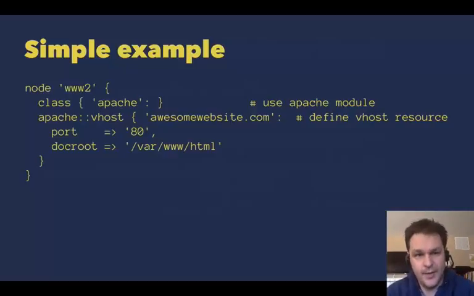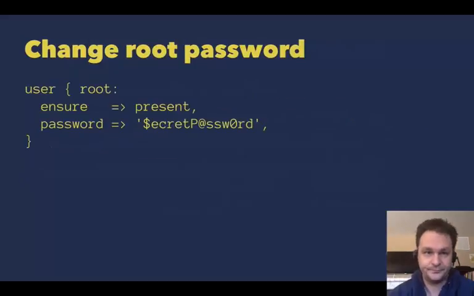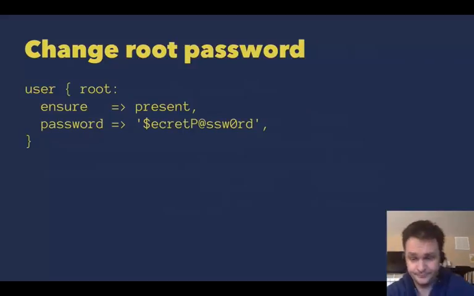We don't tell Puppet what files to write or where to insert this in the file. It just needs to make sure that this is what it looks like. And this is really nice because if we ever break it or make a change or somebody does something they're not supposed to, we can go back and fix it trivially. Another example would be to change the root password: ensure that the user root exists and that its password is the following password.